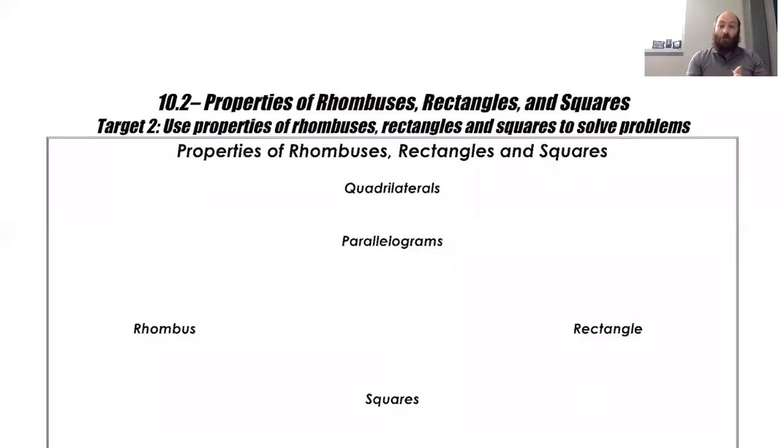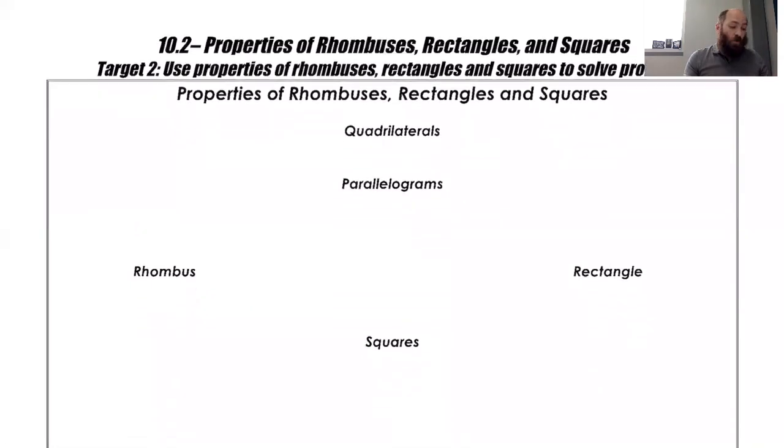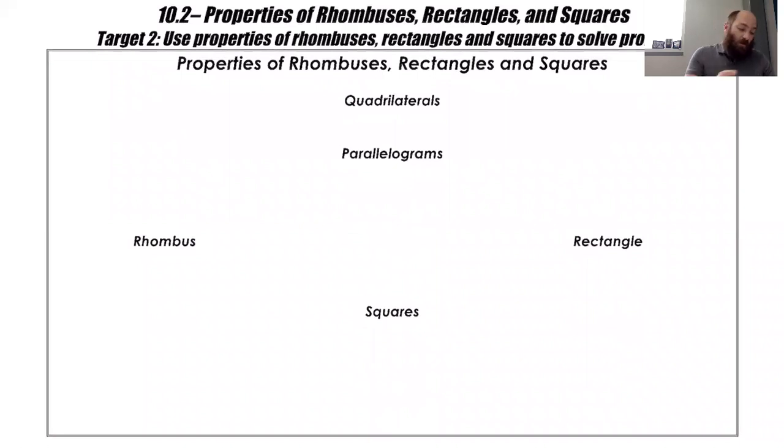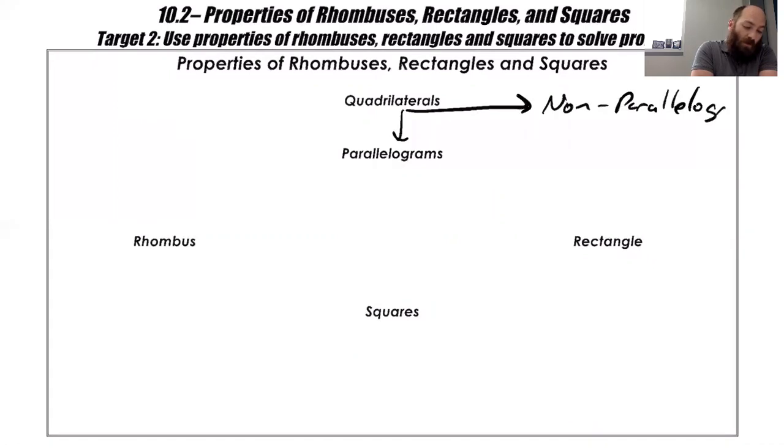Today we're going to be talking about 10.2, properties of rhombuses, rectangles, and squares. This is going to be more specific versions of parallelograms. So before we get into those properties, we're going to talk a little bit about the classification of our different shapes here. So quadrilaterals, which are all four-sided figures, we're going to kind of split them up into parallelograms and non-parallelograms. Okay, we'll worry about the non-parallelograms on the next lesson.